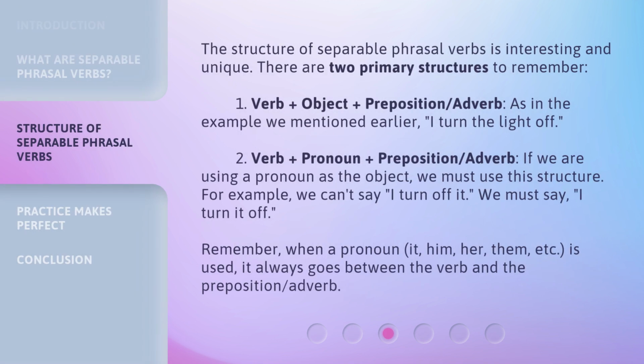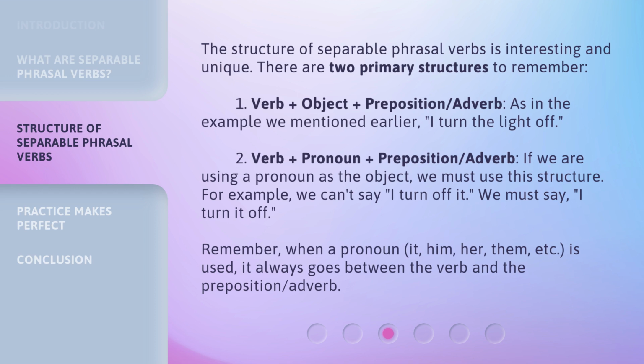The structure of separable phrasal verbs is interesting and unique. There are two primary structures to remember. 1. Verb plus object plus preposition, adverb. As in the example we mentioned earlier, I turn the light off. 2. Verb plus pronoun plus preposition, adverb. If we are using a pronoun as the object, we must use this structure.